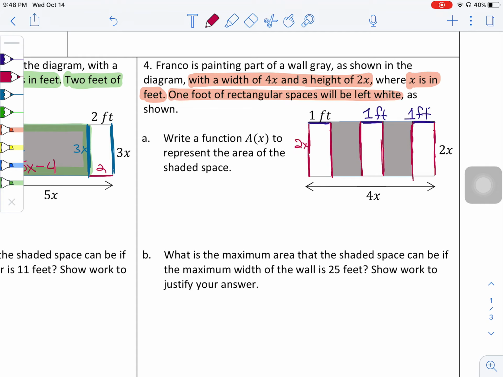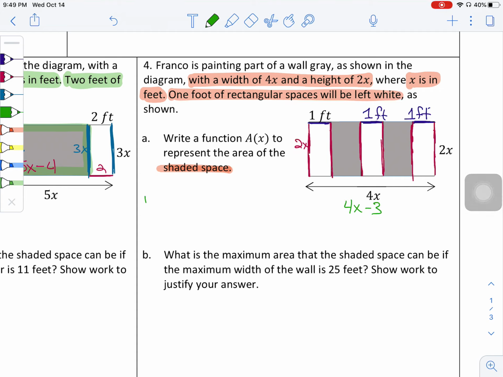So I want to look at part A here. It says to represent the area of the shaded space, okay? So I want to make sure I'm just looking at the shaded space. Well, the total width was 4x here. But I have 1, 2, 3 total feet of white space that we're eliminating, right? We're not going to count that as part of the shaded region because it's not, okay?